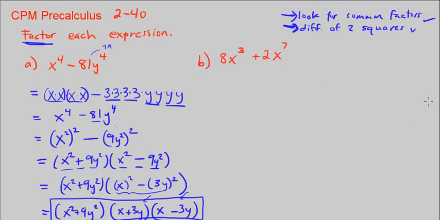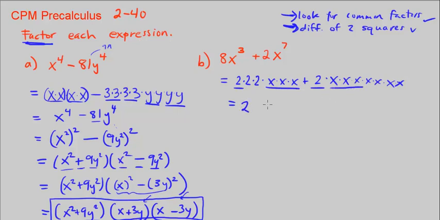Again, how do we start these? We look for common factors. So what is 8? 8 is 2 times 2 times 2. Those are all prime factors. x cubed is x times x times x. Plus 2 times 7 x's: 2, 3, 4, 5, 6, 7. Okay? So what is common in both of these? Well, both have a 2 and both have 3 x's, right?